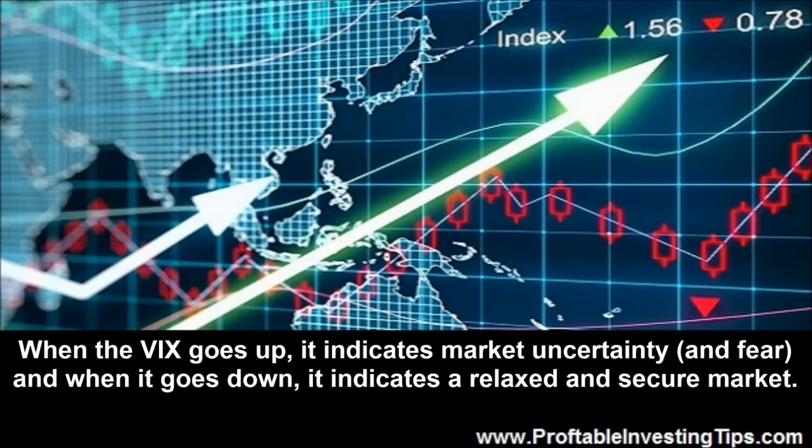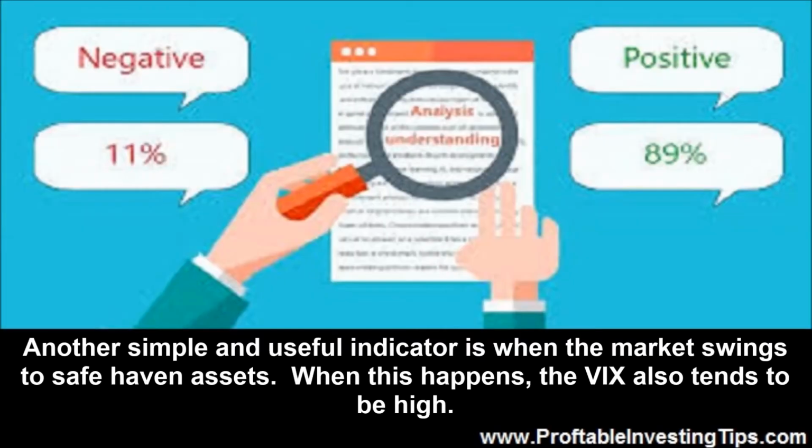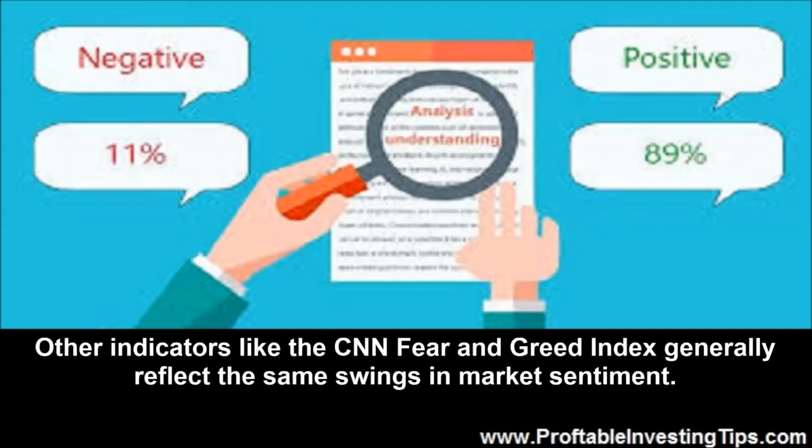and secure market. Another simple and useful indicator is when the market swings to safe haven assets. When this happens, the VIX also tends to be high. Other indicators like the CNN Fear and Greed Index generally reflect the same swings in market sentiment.